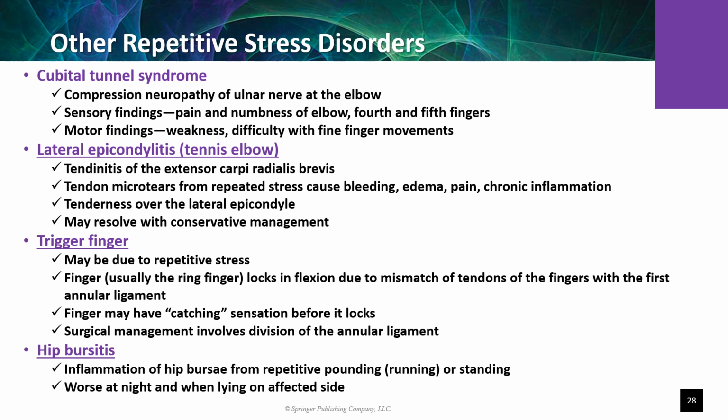The bursae are small synovial sacs located between tendons, muscles, and bony prominences. The function of the bursa is to separate, lubricate, and cushion structures. Repeated trauma of the bursa can lead to inflammation. Hip bursitis, also known as trochanteric bursitis, is a common type of chronic hip pain. This pain is typically worse at night and exacerbated by lying on the affected hip.